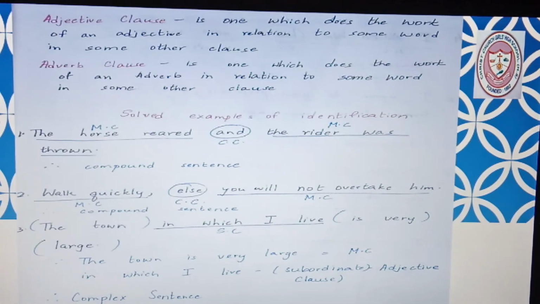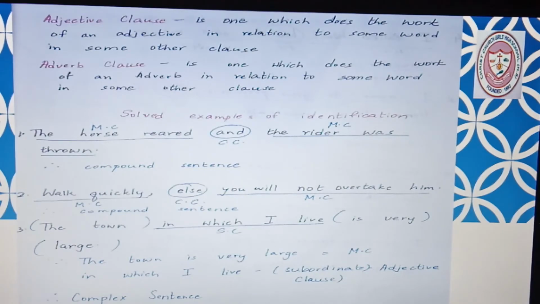Now, second: walk gently, else you will not overtake him. Look at the first part. Walk gently. It makes complete sense. You will not overtake him. This too makes complete sense. So again, the first part is a main clause. The second part too is a main clause. And it is again joined by the coordinating conjunction 'else'. So this too becomes a compound sentence.